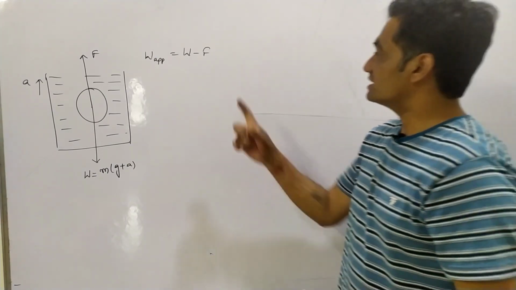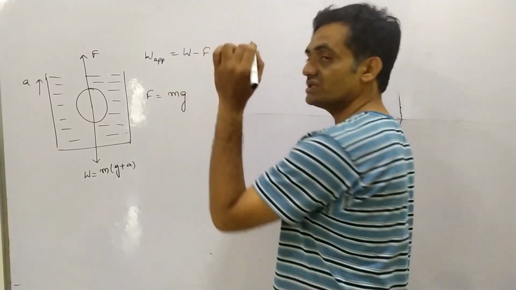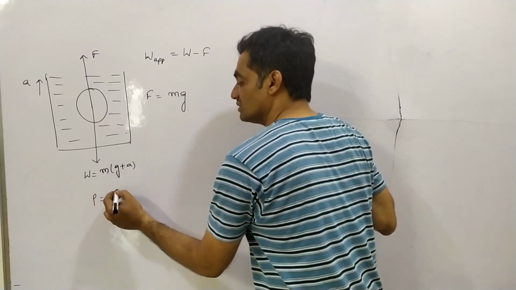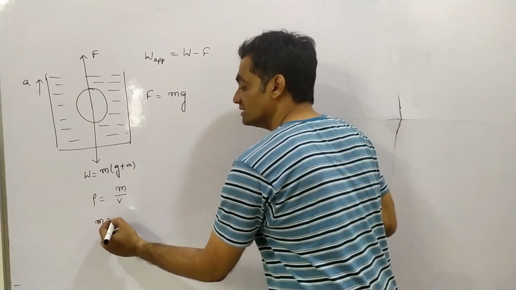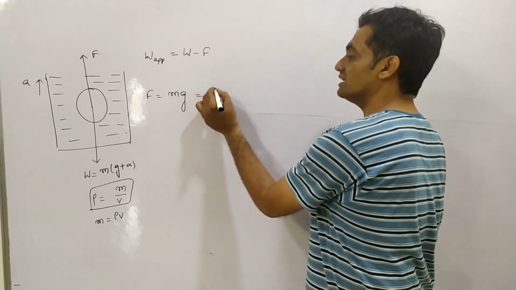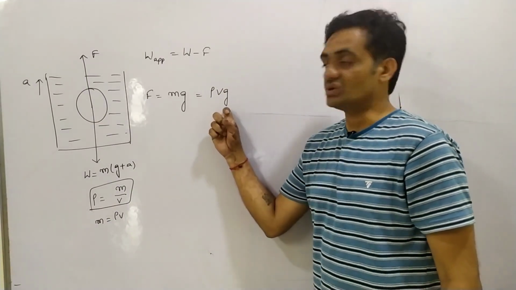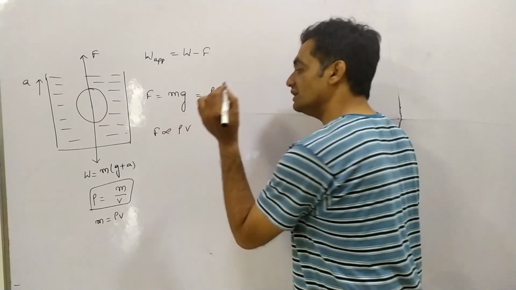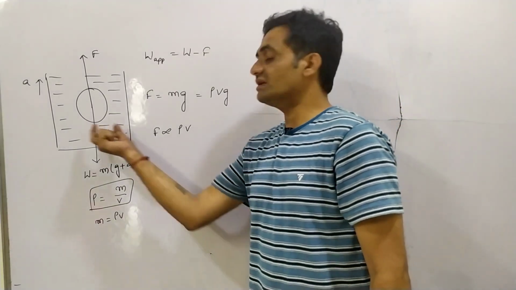Actual weight minus upthrust. This upthrust is represented as F equals mg, where density equals mass by volume. Then mass equals density into volume. So as we substitute this, the force can be represented as density into volume into acceleration due to gravity. Since g remains constant, the thrust force is directly proportional to density into volume. So this is the thrust acting at a particular temperature.